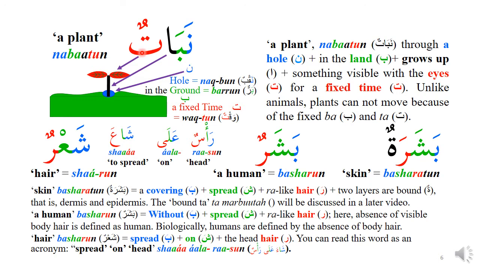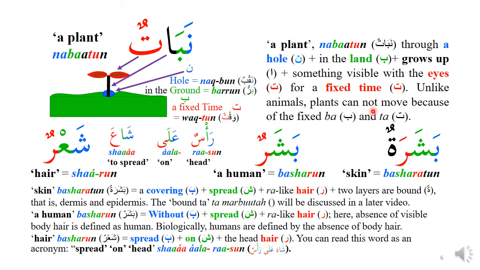has many other meanings. For example, it means oxygen, fixed oxygen, which I will discuss in a later video. For this, it's enough for you to understand that this is fixed time. And notice the hole means nagbun, which starts with nun, and ground means barrun, which starts with ba, and the ta, which you see in full shape when it is the last letter. So waqtun means a fixed time, and it makes sense that this ta would mean a fixed time. So see, these two fixed things, as I said, ba and ta, they are fixed shape, right?